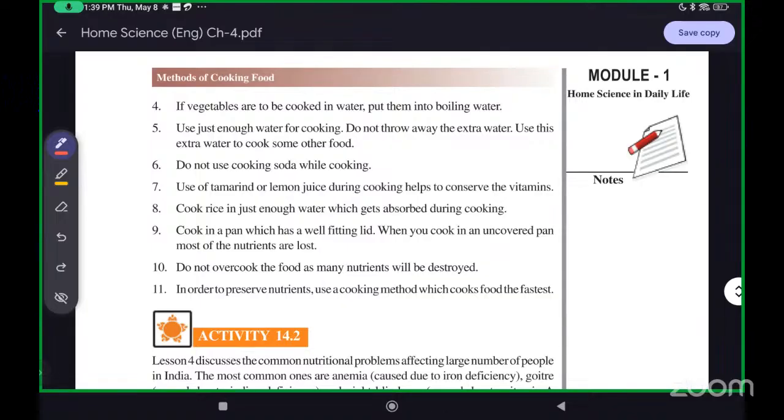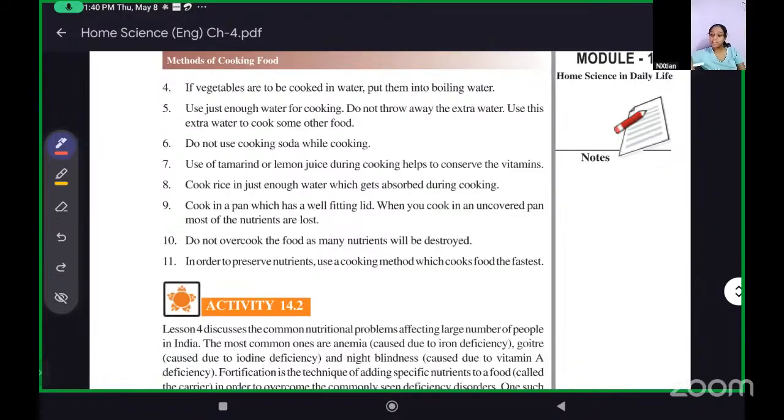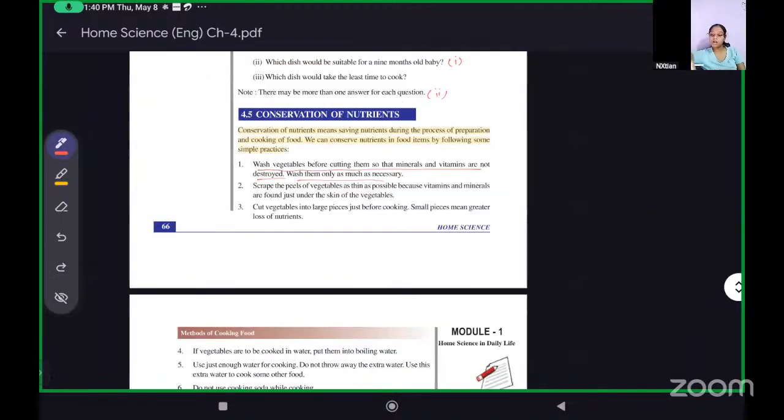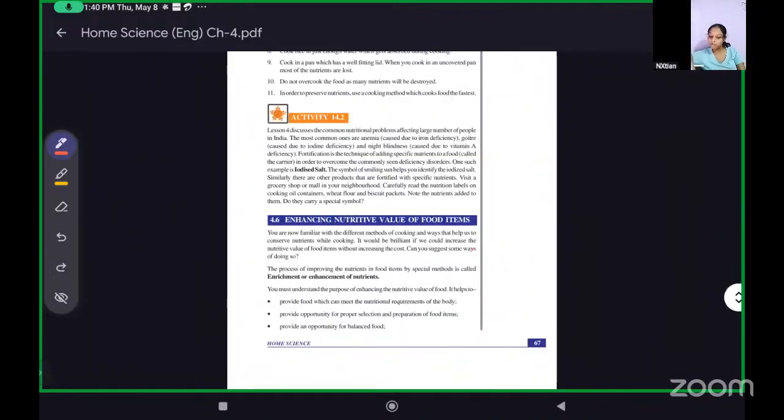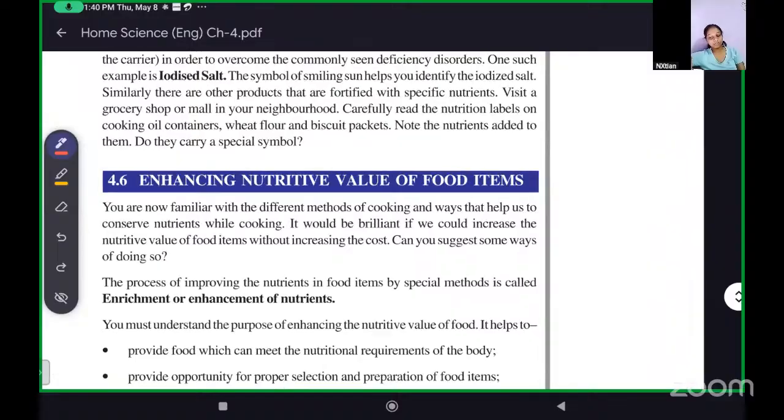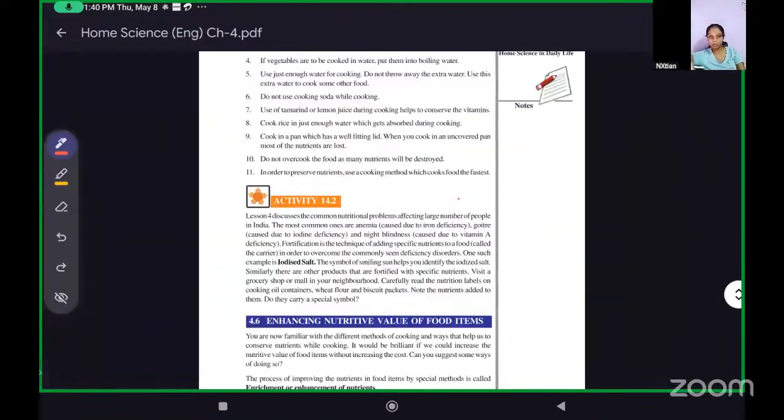The best cooking method that can be used for the foods, that is the most suitable. Okay, so we stop here for today, and tomorrow we will continue from the activity and enhancing the nutritive value of food items. What's the homework?